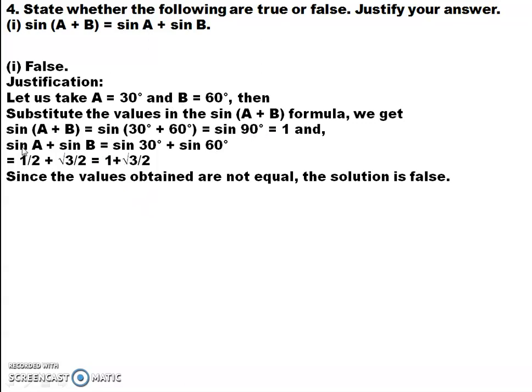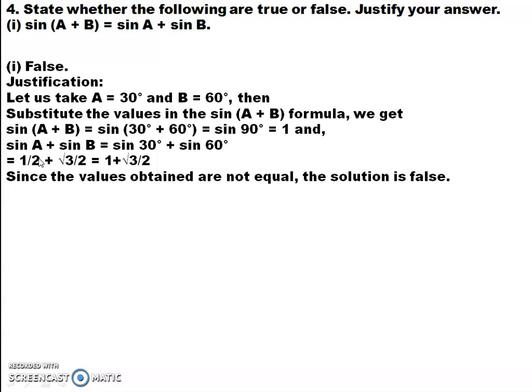So let us see what is sin A. If A is equal to 30 degree, we can write sin A as sin 30 degree. If B is equal to 60 degree, we can write sin B as sin 60 degree. What is sin 30 degree? Sin 30 degree is 1 by 2. Sin 60 degree is root 3 by 2.